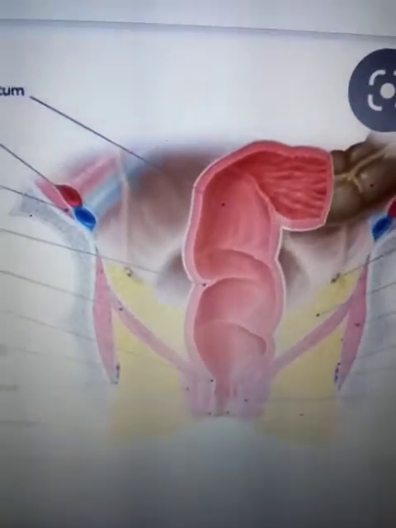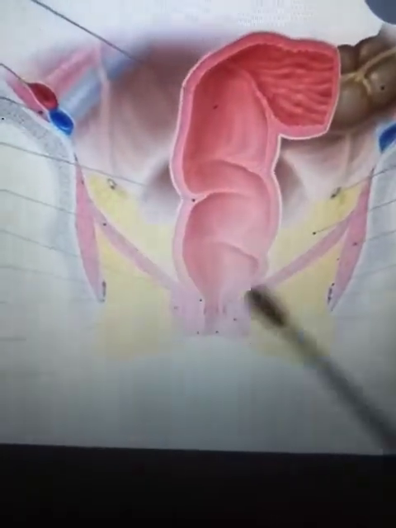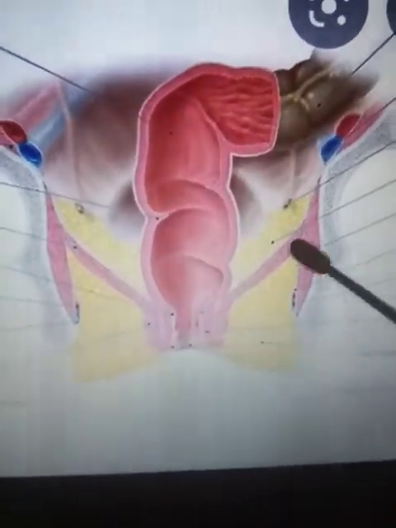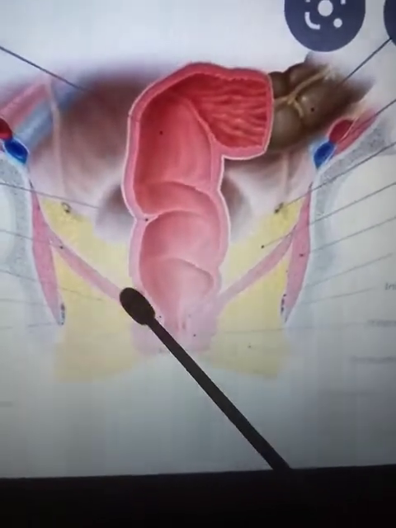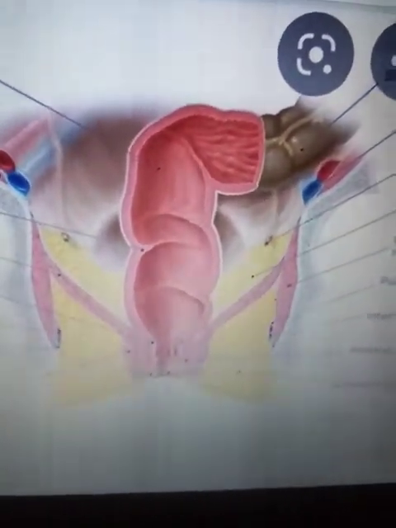Then comes the supports of the rectum. What are the supports of the rectum? First is the pelvic floor. This is your pelvic floor, and it supports the rectum from below. What is the pelvic floor made of? Here you have two muscles, from here and from here, the levator ani muscle. This is your pelvic floor.